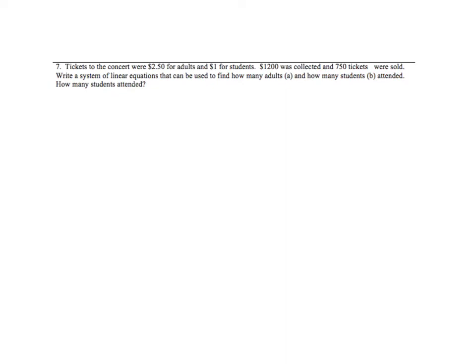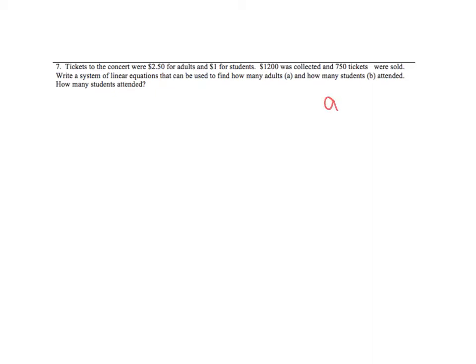This next problem reads, tickets to the concert were $2.50 for adults and $1 for students. $1,200 was collected and 750 tickets were sold. Write a system of linear equations that can be used to find how many students A and how many adults A and how many students B attended. How many students attended? So this already defines our variables for us.